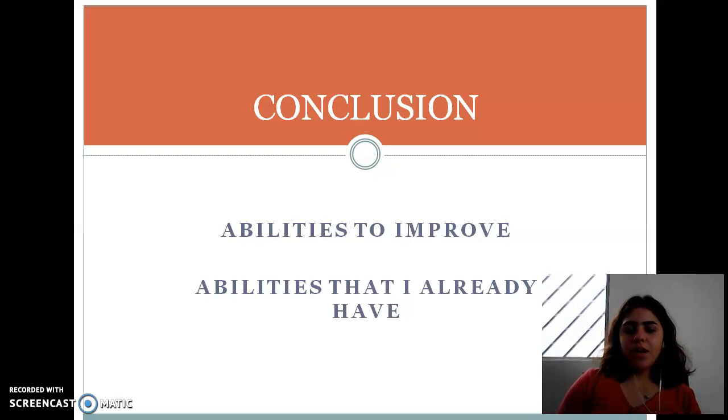And abilities that I already have: I like to practice. When I have a presentation, I like to stand in front of the mirror and work on my movements, or maybe my pronunciation. Another ability that I think I have is that I always tend to know about the subject, about what I'm going to talk about.